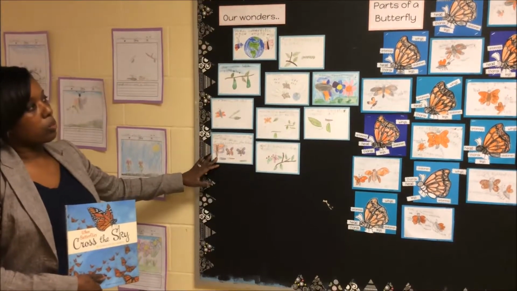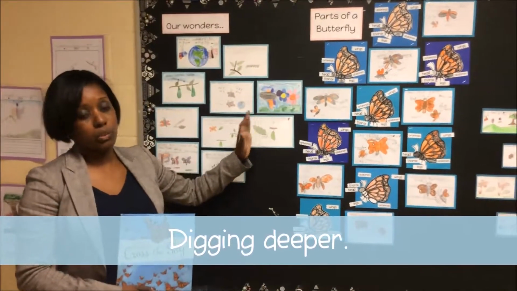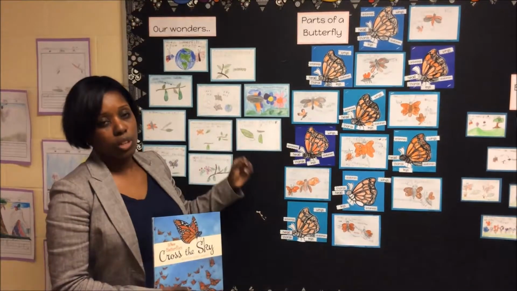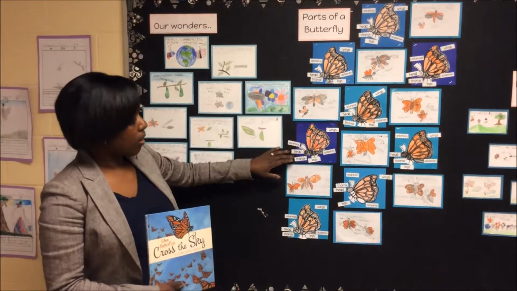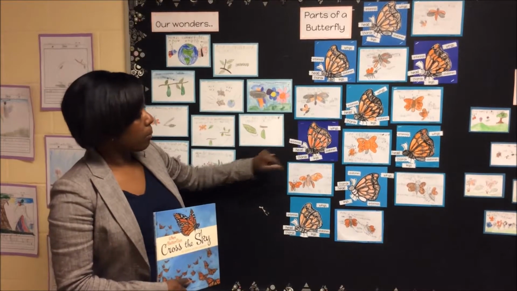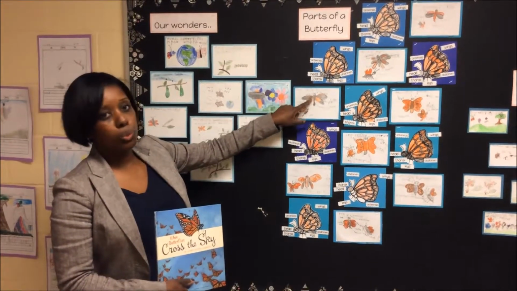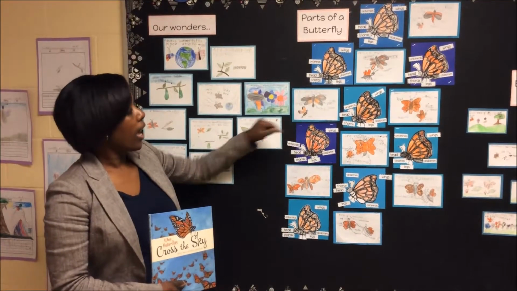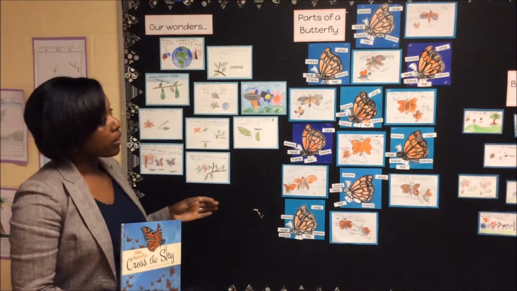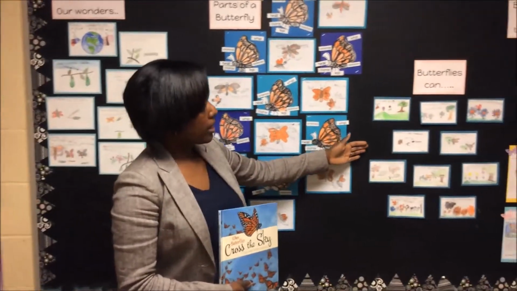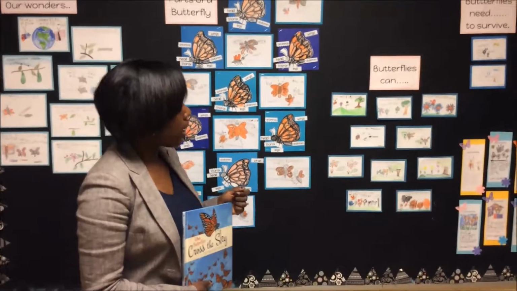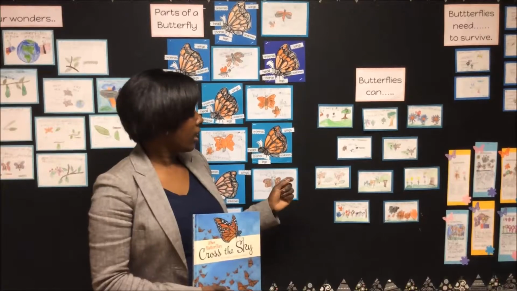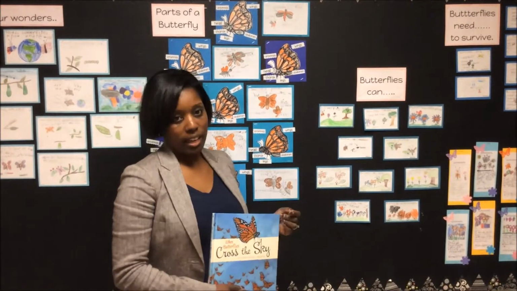Once we looked at our questions, we decided to dig deeper and look at the different parts of a butterfly. And as you can see here, I differentiated it between the JKs and the SKs. JKs, all they needed to do was label the different parts, whereas SKs drew a picture of the butterfly, a forward view and also a side view, and labeled all the different parts. We also looked at what butterflies can do, and some mentioned that butterflies can migrate, butterflies can pollinate, butterflies can see, and butterflies lay eggs.